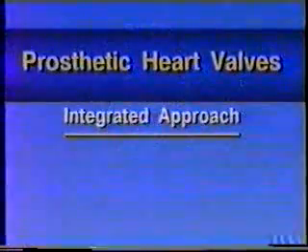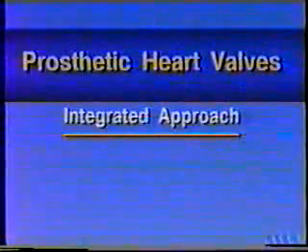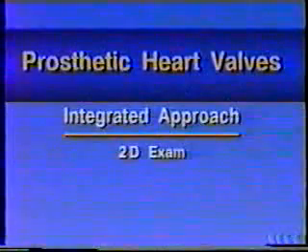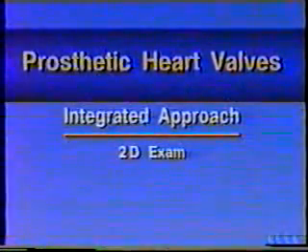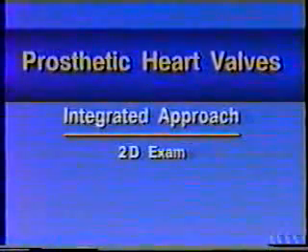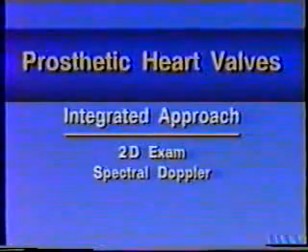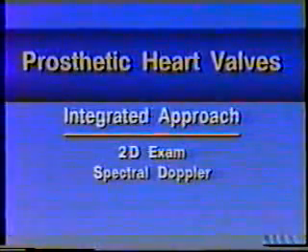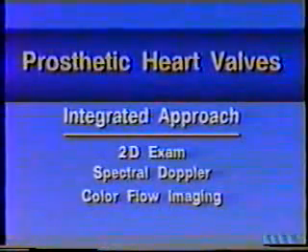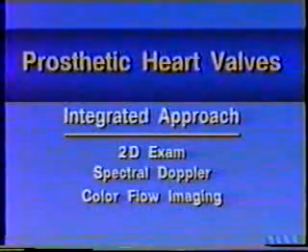On this tape, we have emphasized the need for a systematic integrated echocardiographic approach to patients with prosthetic heart valves. The 2D examination is difficult for prosthetic valves, but may still uncover abnormalities such as dehiscence of the sewing ring. Spectral Doppler provides precise measurement of prosthetic valve gradients and effective orifice areas. With a combination of spectral Doppler and color flow imaging, we can detect and semi-quantitate prosthetic valve regurgitation.